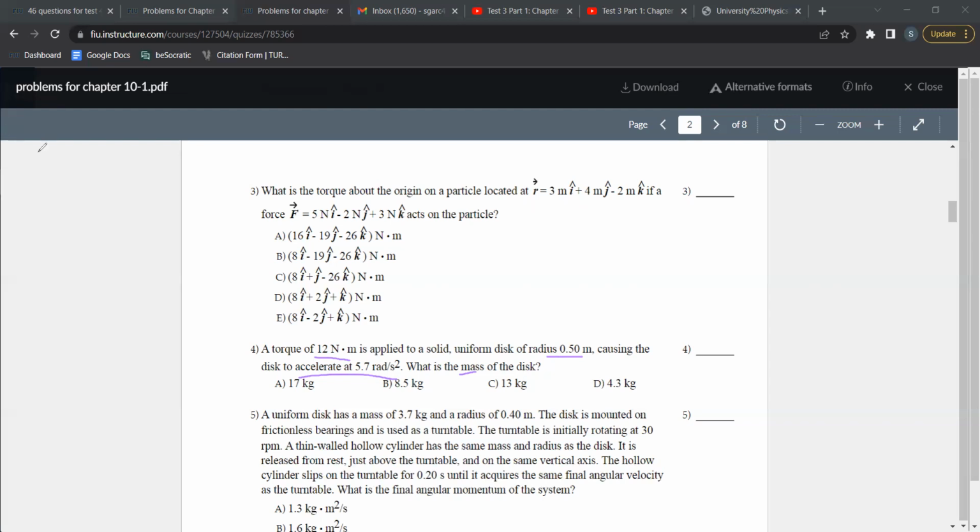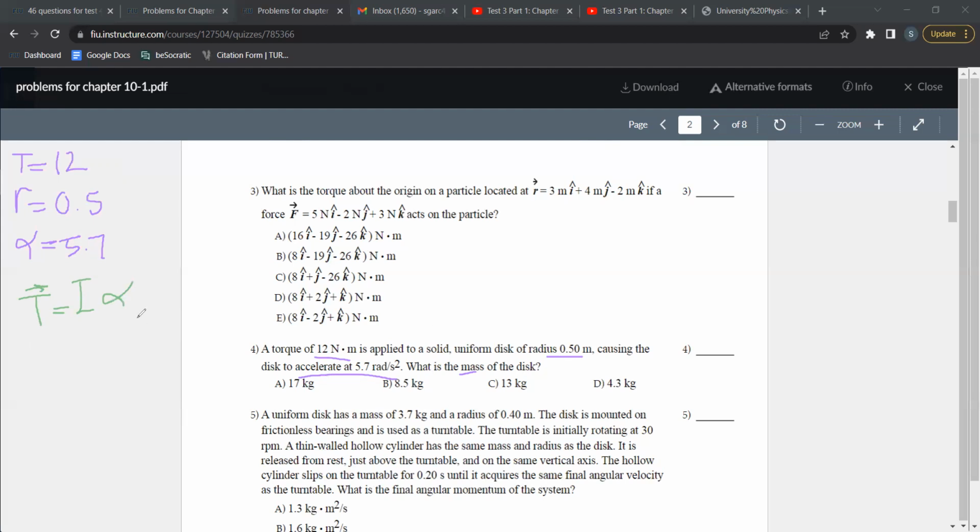We have our torque, which is equal to 12. We have our radius, which is 0.5. And then we have our angular acceleration, which is 5.7. How do we get started with this? So first thing we should notice is that torque is equal to our moment of inertia times our angular acceleration. And again, it's asking for mass, but once we understand what our moment of inertia means, we can find our mass.